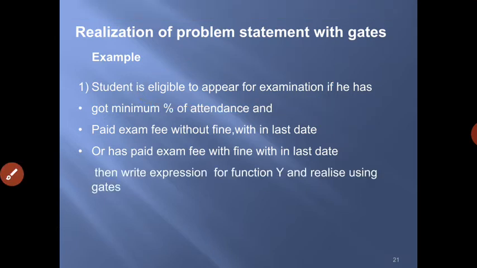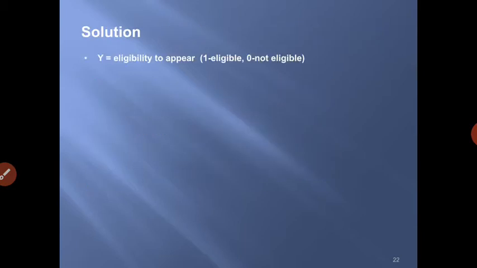So then, writing the expression for function y and realizing it using basic gates. The solution for this will be: y is nothing but the output of the problem statement, which is the eligibility to appear for the examination. If it is equal to 1, he is eligible. If it is equal to 0, he is not eligible to appear for the examination.